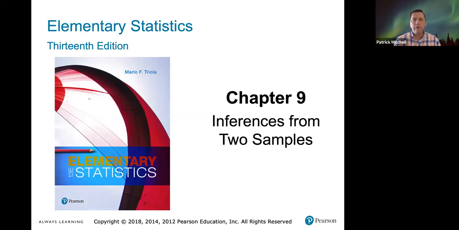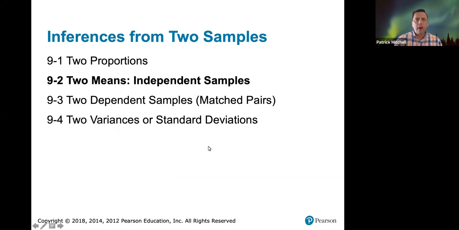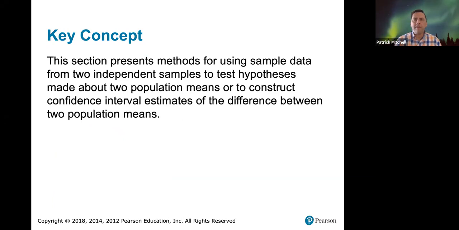So today we're going to start looking at a couple of sections from Chapter 9, which is on inferences from two samples. We will cover sections 9.2 and 9.3 only. So these are both testing about the difference between two populations. This section presents methods for using sample data from two independent samples to test hypotheses made about two population means or to construct confidence interval estimates of the difference between two population means.